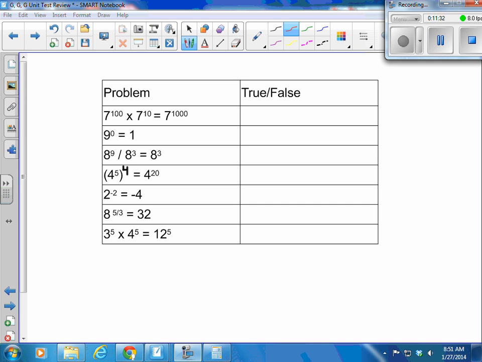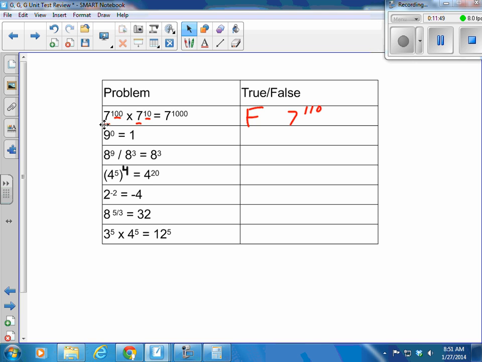For number 1, 7 to the 100th times 7 to the 10th. Obviously, I keep my base the same, but I do not times my exponents. I add them. This is false because it should be 7 to the 110th. I add my exponents in multiplication problems. Number 2, 9 to the 0. Anything to the 0 power, doesn't matter if it's a million, a decimal, a fraction, anything to the 0 power does equal 1. That is true.